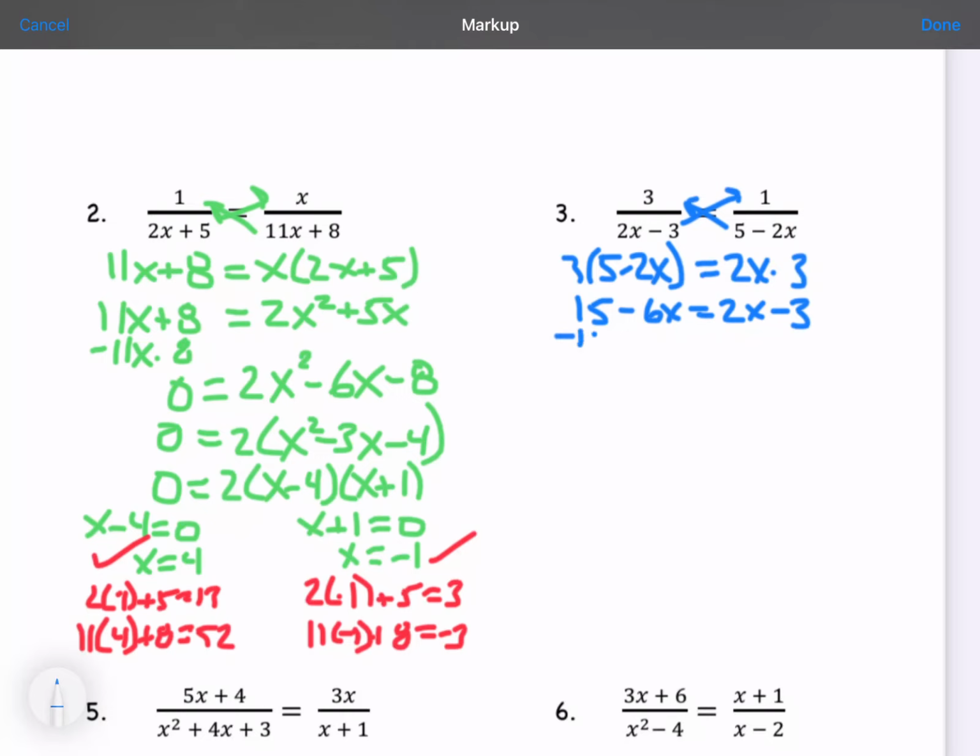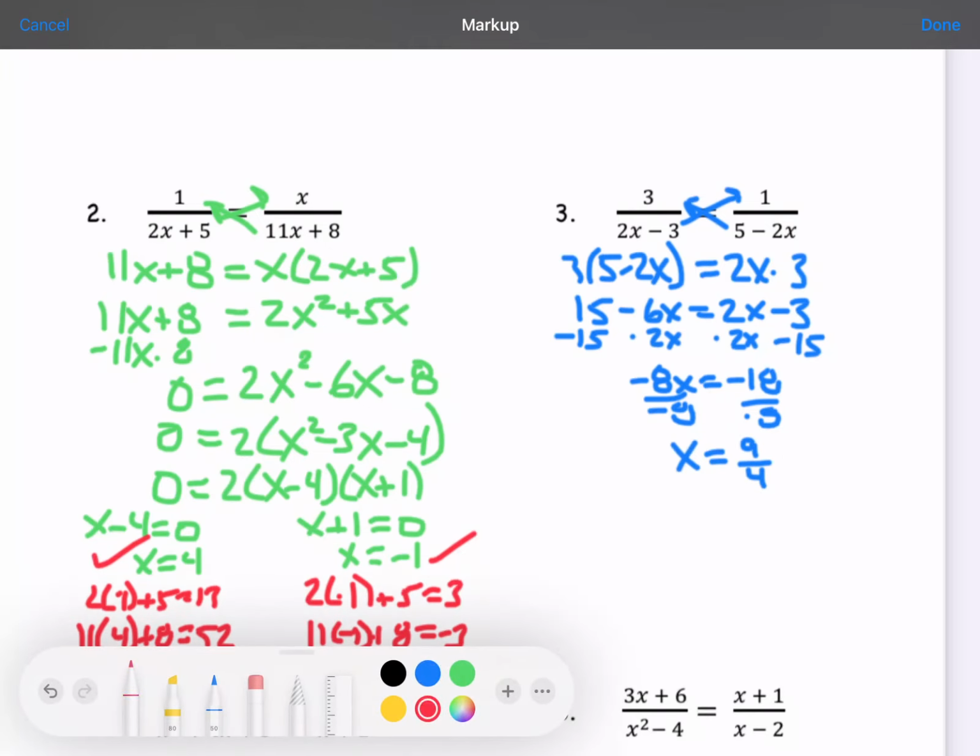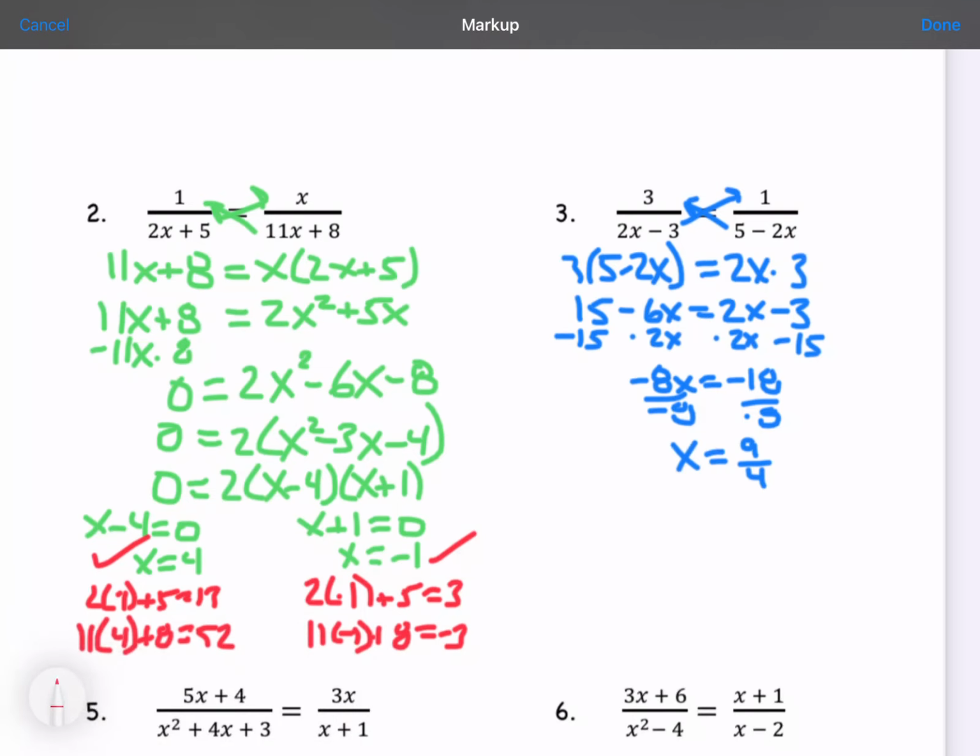Okay. And then you subtract 2x, and then you divide by 8, or negative 8, and then you get 9/4. So we're subtracting 2x from both sides and 15 from both sides. So we have negative 8x equals negative 18. Yeah, and equals 9/4. And then we get x equals 9 over 4. Good. When we check our answer, does it work? Does it leave us with a 0 in the denominator?